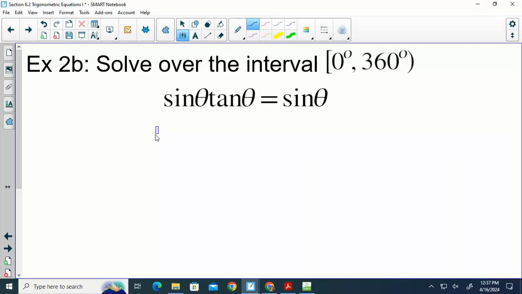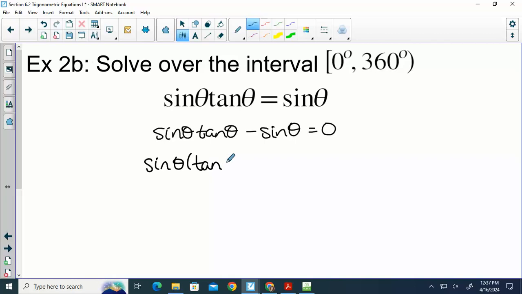Instead, we get it on one side. And what can we do now? Take out a sine. So if we set them to 0, okay, when is sine equal to 0?